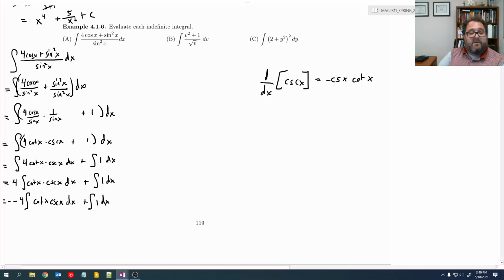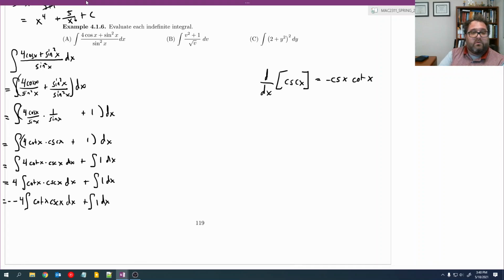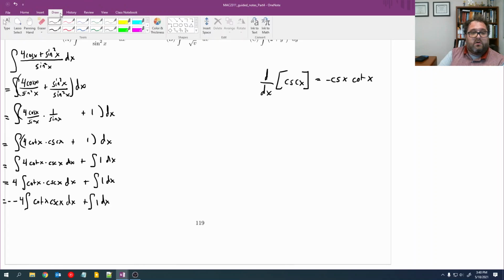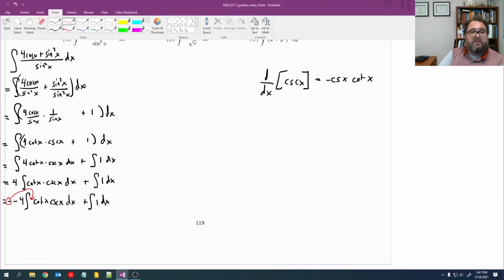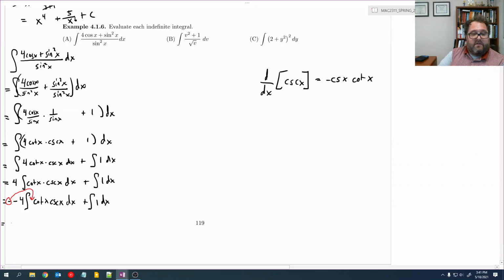However, I can now use the constant multiple rule to factor in a negative 1 and put it right there. So now I can write, we have negative, so we left one negative sign out front, so it's negative 4, negative cotangent x cosecant x dx plus the antiderivative 1 dx.